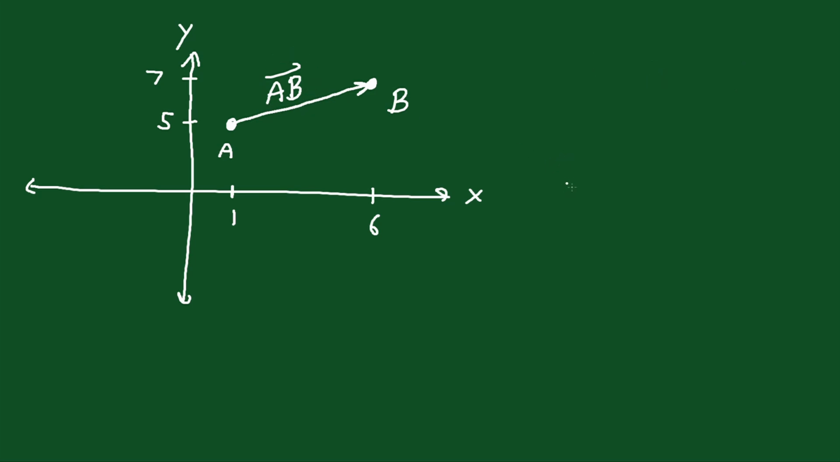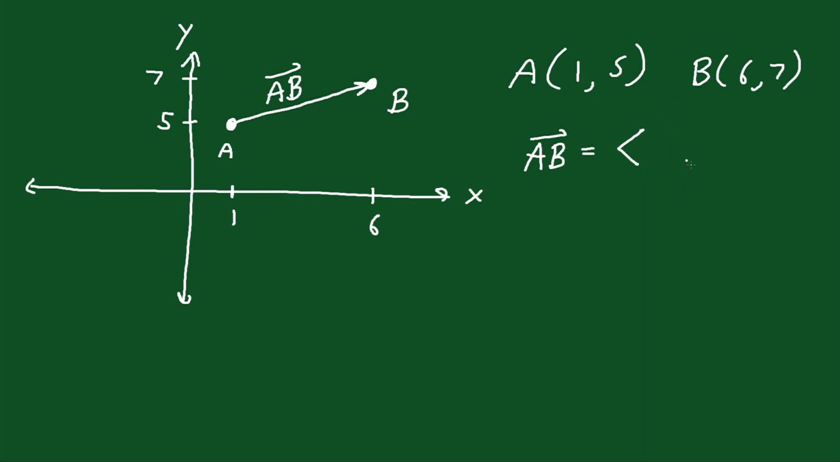Now, what we would say next is, how do we find the component form of this vector? Well, again, if point A is (1, 5), and point B is (6, 7), then all we have to do to figure out the vector AB's component form is subtract the x values and y values. All you have to say is 6 minus 1 and 7 minus 5. And if you do so, you'll get the answer (5, 2).